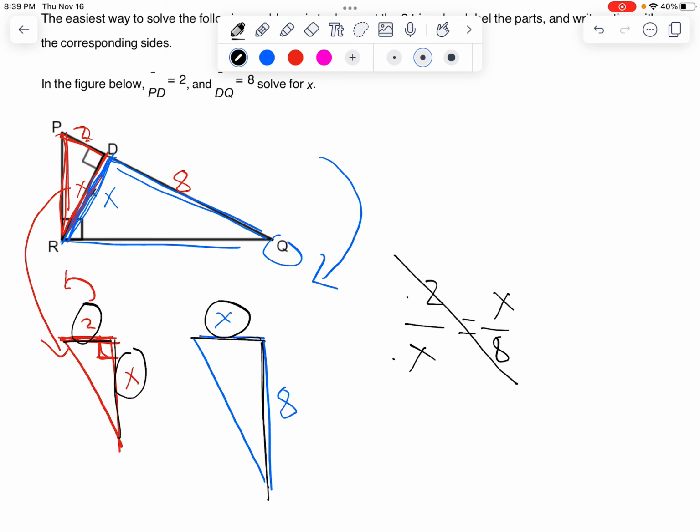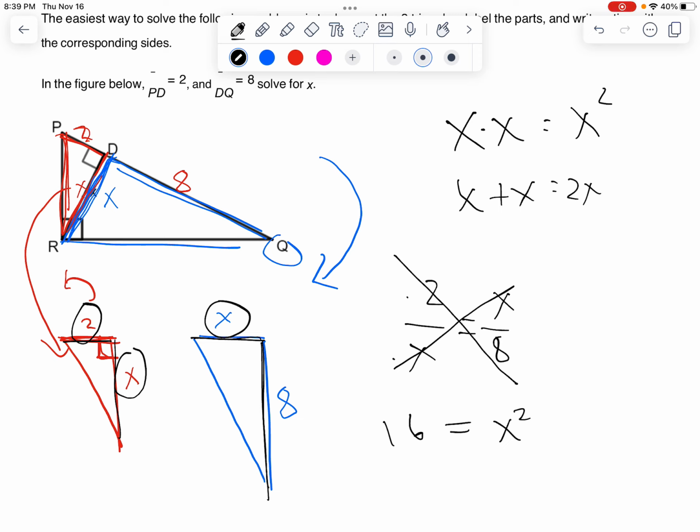And now we cross multiply. 2 times 8 is 16. And what do we do with x and x? x and x is going to be x squared. You're going to be tempted when you see x times x to write 2x, but that's not right. It is going to be x squared. If you had x plus x, that would be 2x. But x times x is x squared. So I got x squared equals 16. Let's take the square root of both sides, and x is equal to 4.